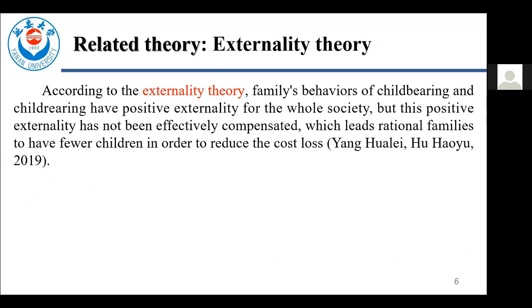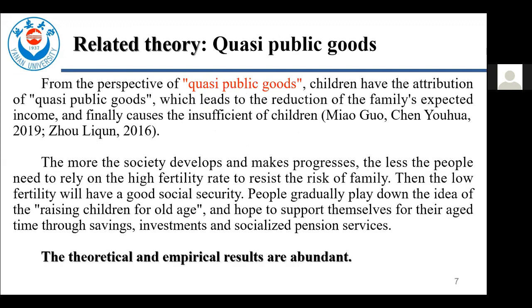And according to the externality theory, families' behavior of childbearing have positive externality for the whole society, which leads rational families to have fewer children in order to reduce the cost loss. So the fourth theory is quasi-public goods. This theory holds that children have the attribution of quasi-public goods, which leads to the insufficient of children.